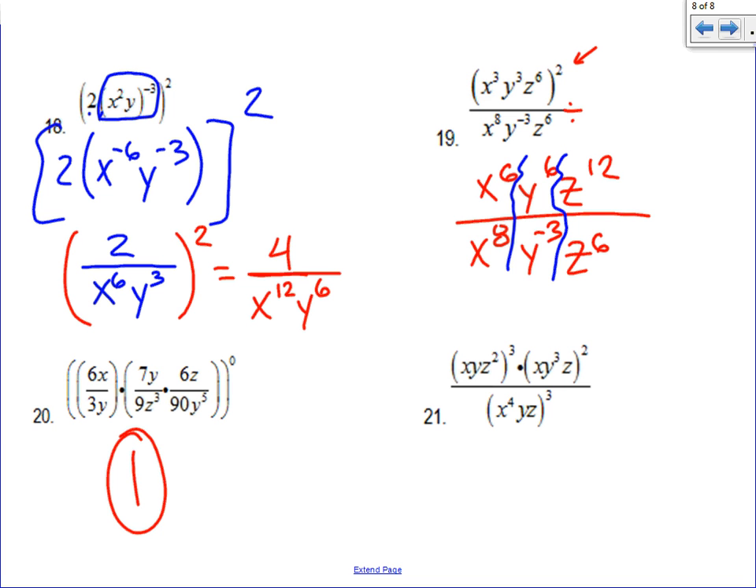So I ask myself, are there more x's on the top or on the bottom? On the bottom. How many more? 2. So I get a denominator of x squared. Are there more y's on the top or on the bottom? There are more y's on the top. How many more are there? There are 9 more. From positive 6 to negative 3, you would have to subtract 9. So 9 y's in the numerator. And how many z's are on top? 12. That is 6 more than the number of z's on the bottom, so we get z to the 6th.